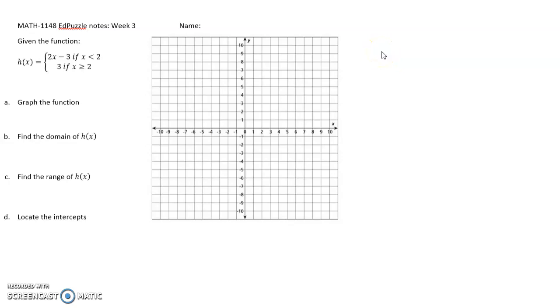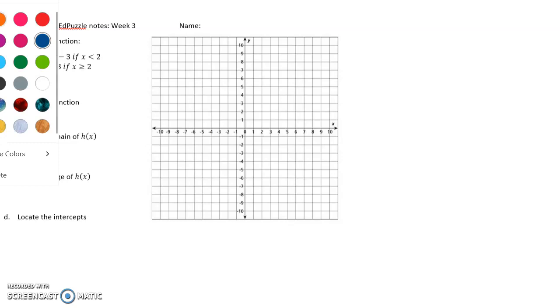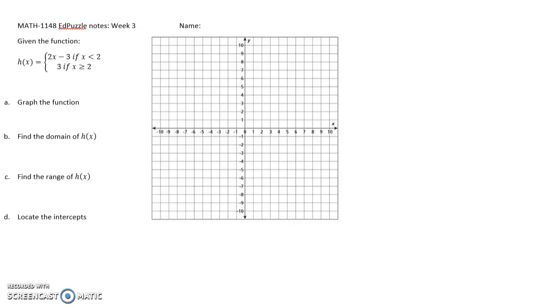Okay, so in this week's Edpuzzle, we're going to be taking a look at a concept called piecewise functions. When you take a look at the right-hand side of a piecewise function, you're going to see that there are restrictions. It's going to look like the graph of 2x minus 3 if x is less than 2, and it's going to look like the graph h of x equals 3 if x is greater than or equal to 2. So this is a piecewise function that has two parts, split along the line of all of the x values less than 2 or greater than or equal to 2.